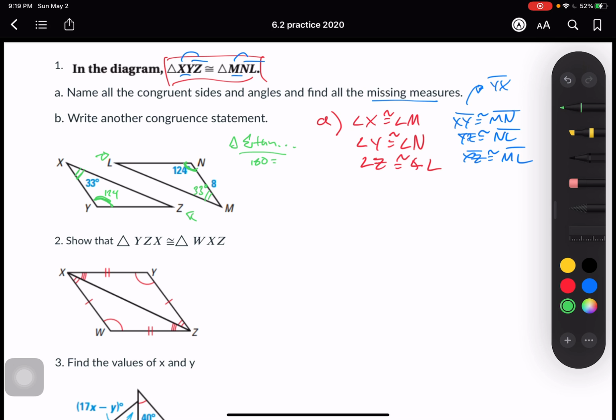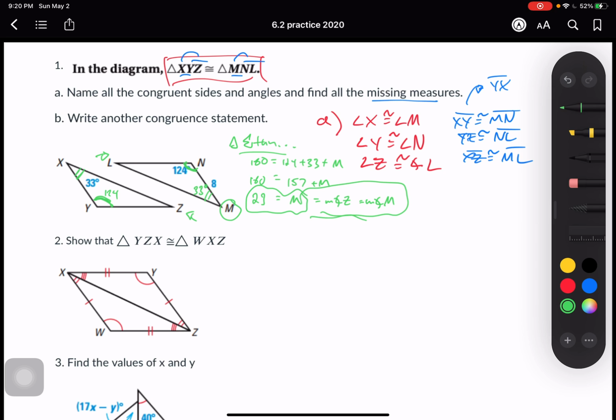So 180 is equal to 124 plus 33 plus some unknown. I'm just going to call it M, just because we already have an M there. So 124 plus 33, that's what, 157? Yeah. So then 180 minus 157, what, 23? Yeah. So M is 23, which means that Z is also 23. So there's our missing angles.